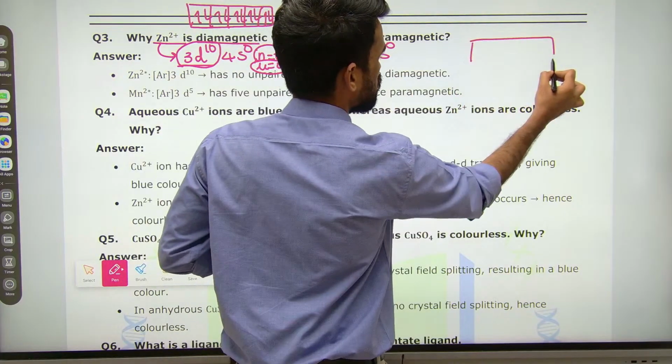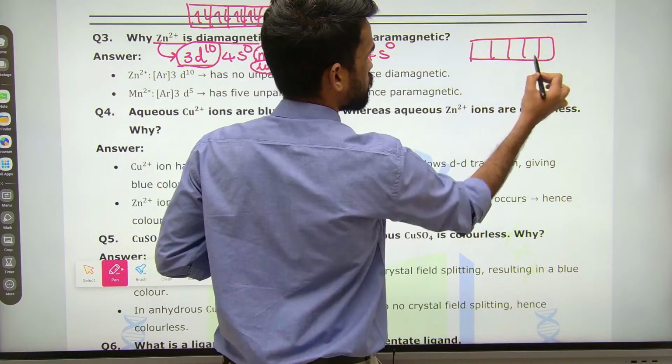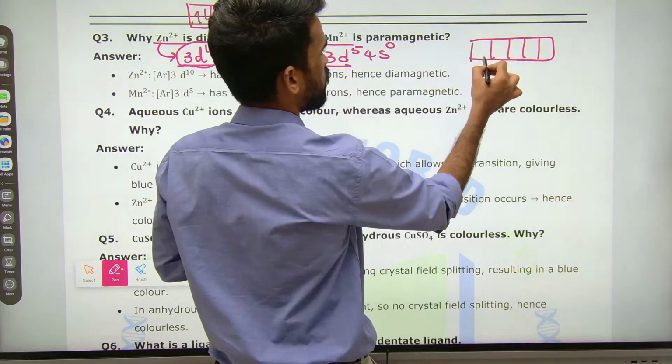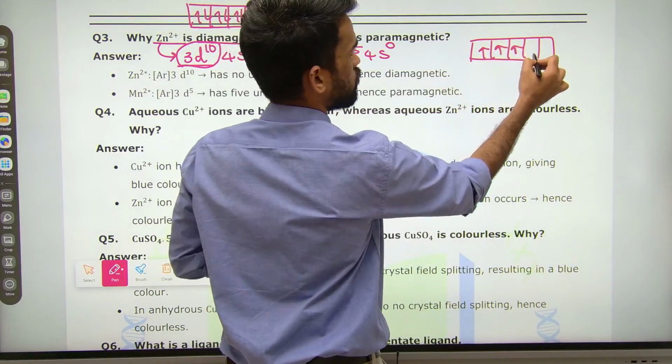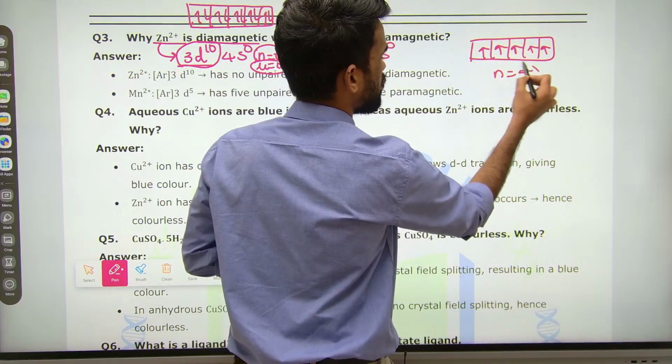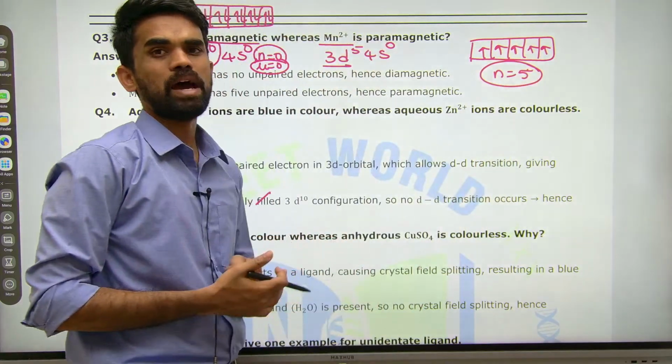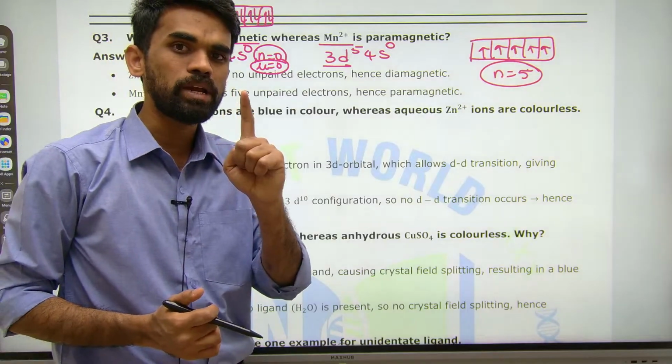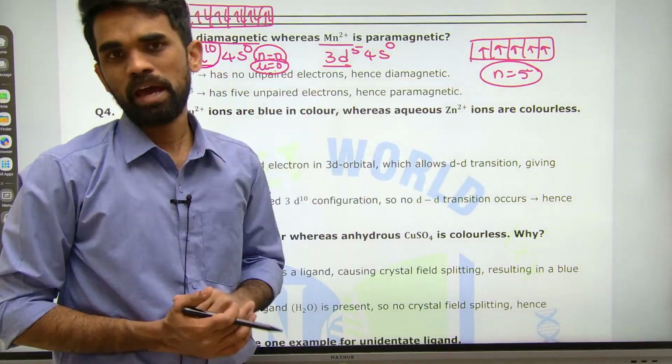See, if I write the 3d orbital like this, how many electrons are there? 1. Like this we have 5 unpaired electrons, right? So if there are 5 unpaired electrons, definitely it will be paramagnetic. If at least one unpaired electron is present, you should say it is a paramagnetic substance.